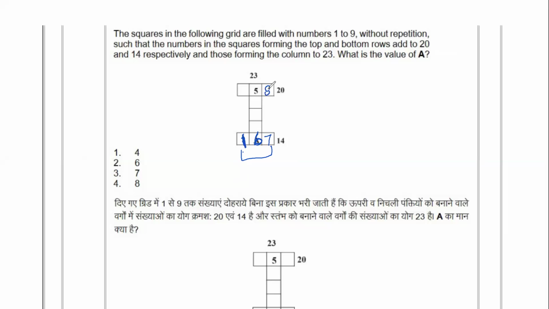8 and 5, 13 and 7, so that won't work. 9 and 5, 14 and 6 won't work. I need to get a 15, so there are no options for 15. So 6 is out. So double check that way. Yeah, it's time consuming. So I got 7.